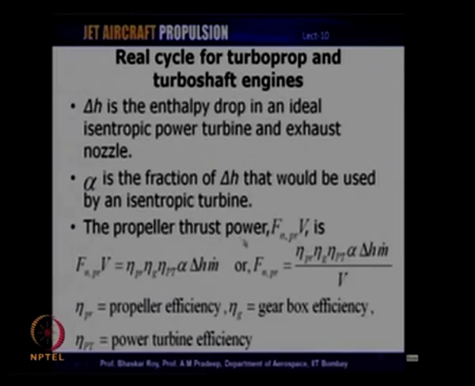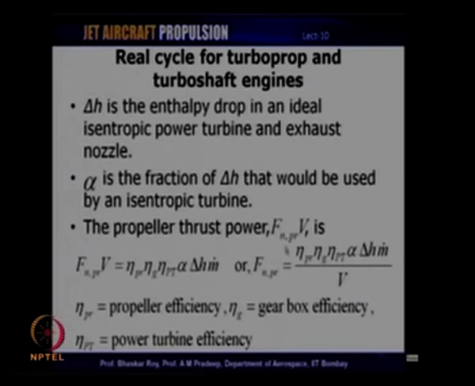So, the propeller thrust power here is given by F subscript n comma PR, which is the propeller thrust, multiplied by the flight speed. So, this gives us the thrust power. This should be equal to alpha times delta H into mass flow rate multiplied by various efficiencies. And what are those efficiencies? We have three efficiencies here. One is the propeller efficiency, then the gearbox efficiency, which is eta g, and the power turbine efficiency, eta power turbine. So, there are three efficiency terms here which will get multiplied to the total propeller thrust power.